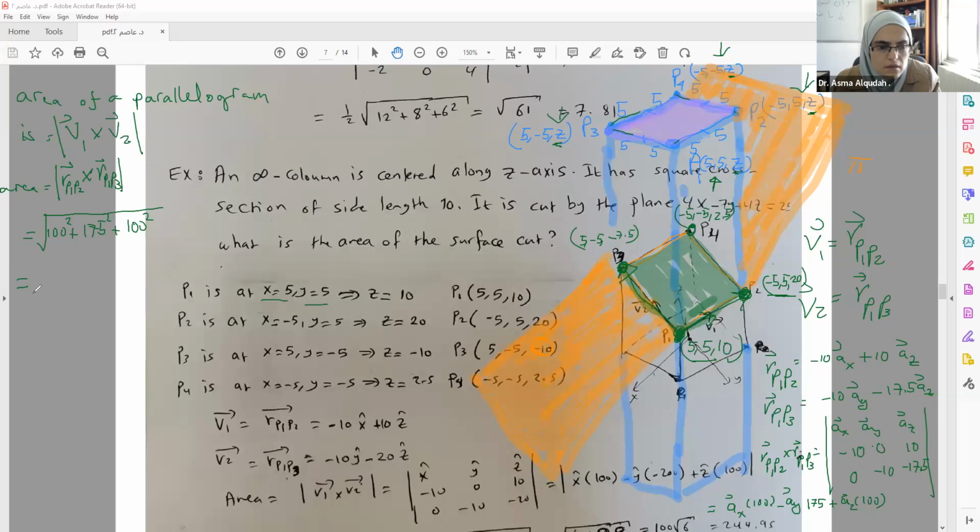So the square root is equal to 225. So this is the area of the parallelogram formed by the cutting process between the plane and the column.